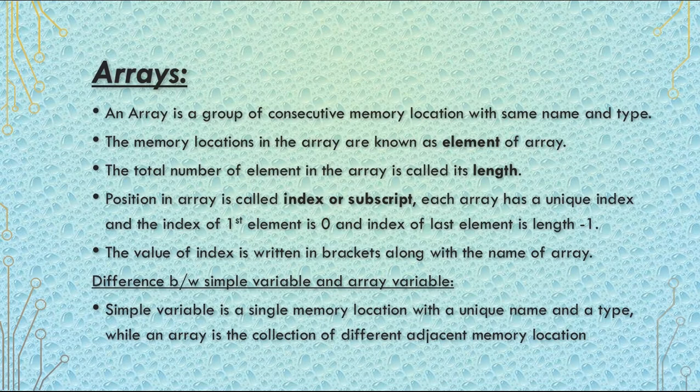So what is the basic difference between declaring a simple variable and an array variable? A simple variable is a single memory location with a unique name and type, while an array is a collection of different adjacent memory locations. Suppose the user wants to store the marks of 100 students and declares 100 variables. It is a time consuming process to use these variables individually. This process can be simplified by using an array. An array of 100 elements can be declared to store these values instead of 100 individual variables.